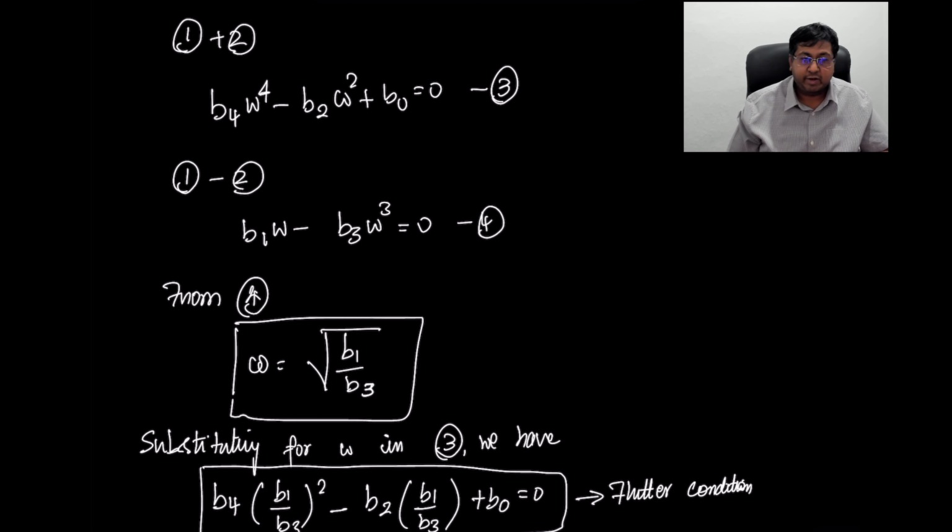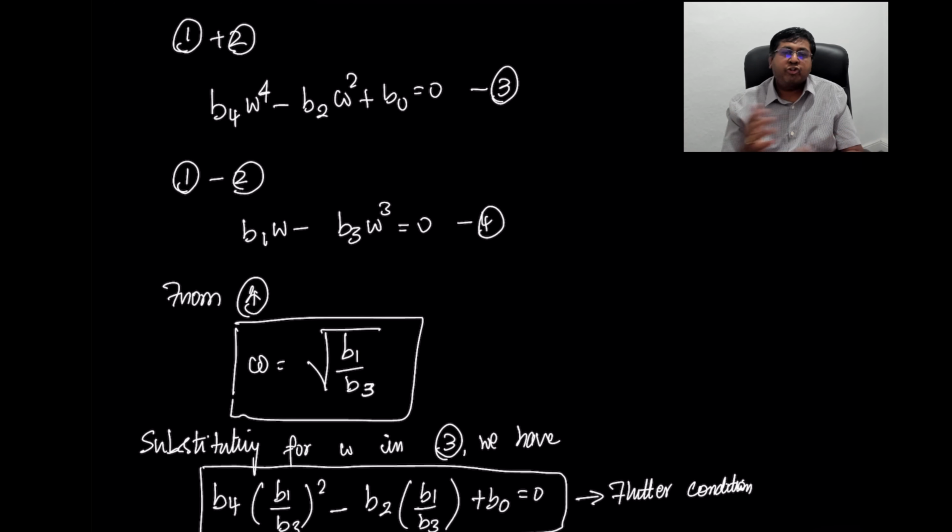This is the most important thing for us: to identify when flutter would occur, and at what frequency. For example, it can happen that these b1, b2, b3 coefficients, as we saw, could be functions of q, which is our dynamic pressure, which depends on the velocity. In such a case, we can get a condition for flutter, as to at what velocity this flutter would occur.